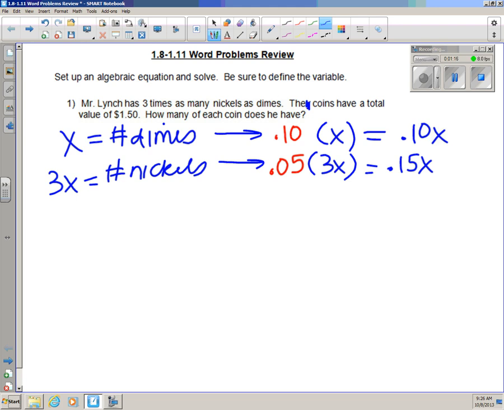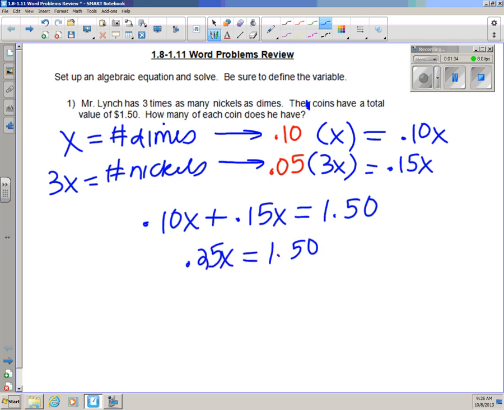So I can say, my dimes, which is 0.10x, plus my nickels, which comes out to be 0.15x, equals $1.50. On the left-hand side, I've got 0.25x equals $1.50. If I divide both sides by 0.25, again, you're probably using your calculators, you don't have to, x is 6.